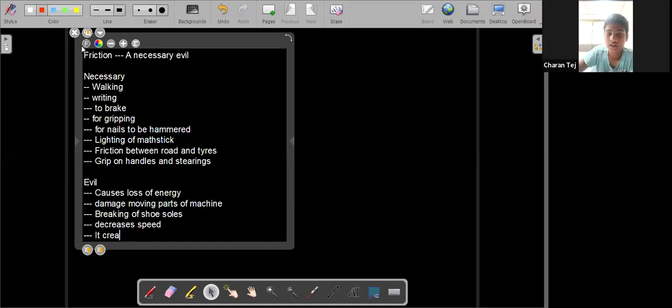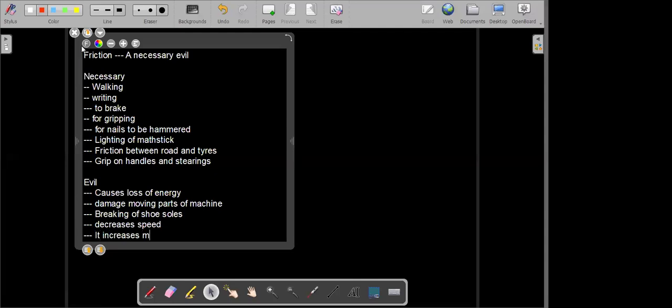Sir, when it slows down the object, it increases the work. Yeah, it increases noise pollution. If some machine is running, that machine makes noise because of the friction only. It is because of friction that machines make noise. Okay, so it increases noise pollution. Anything else?